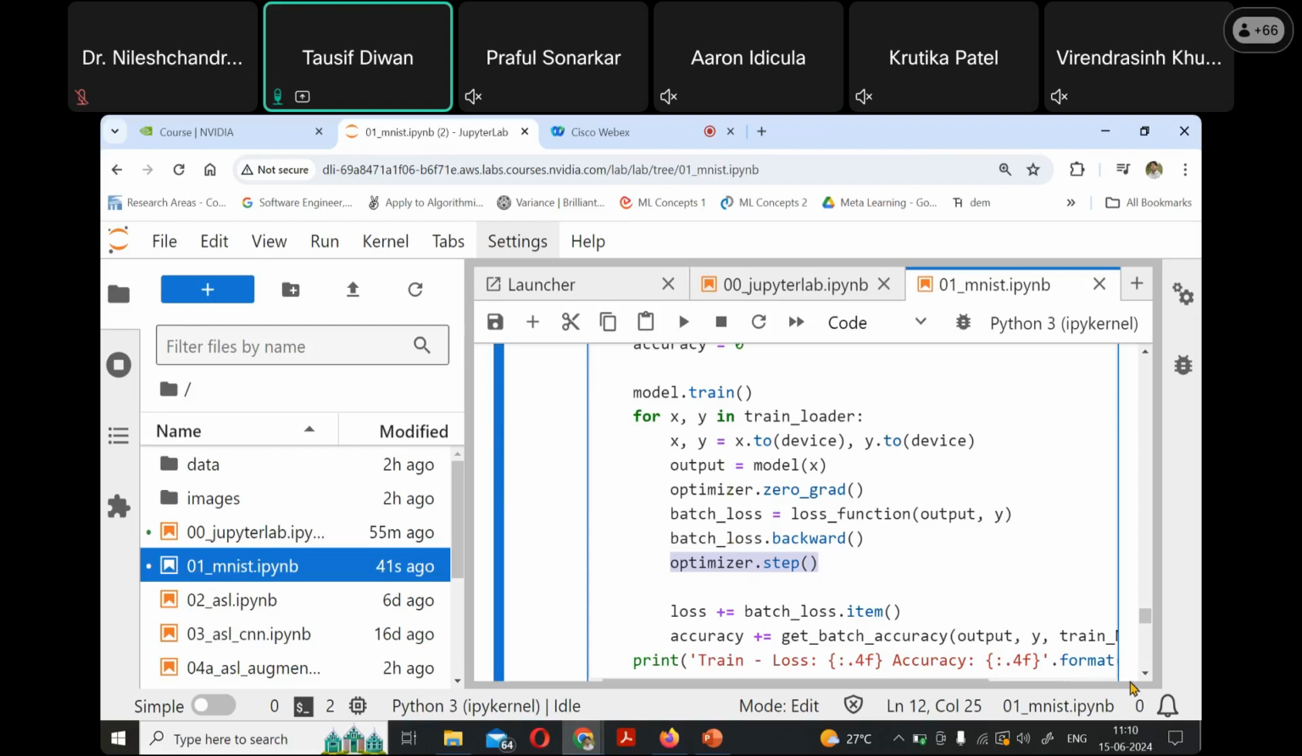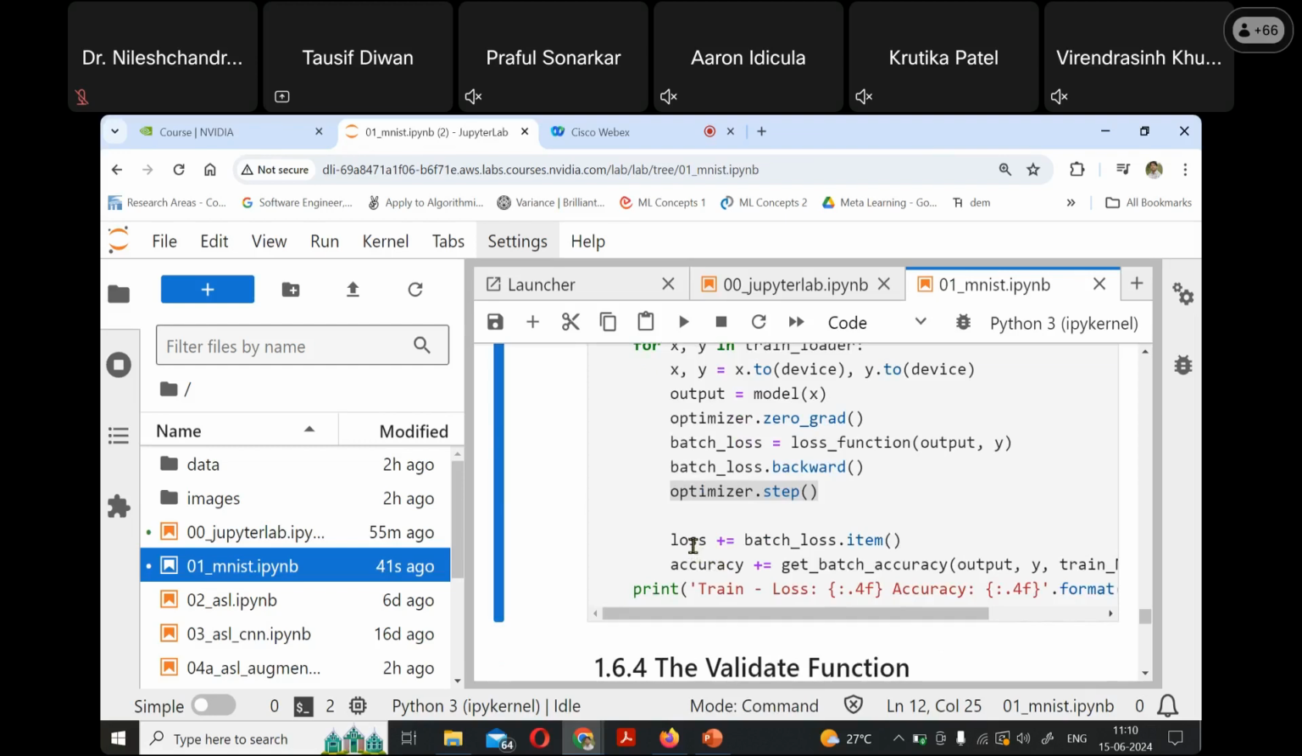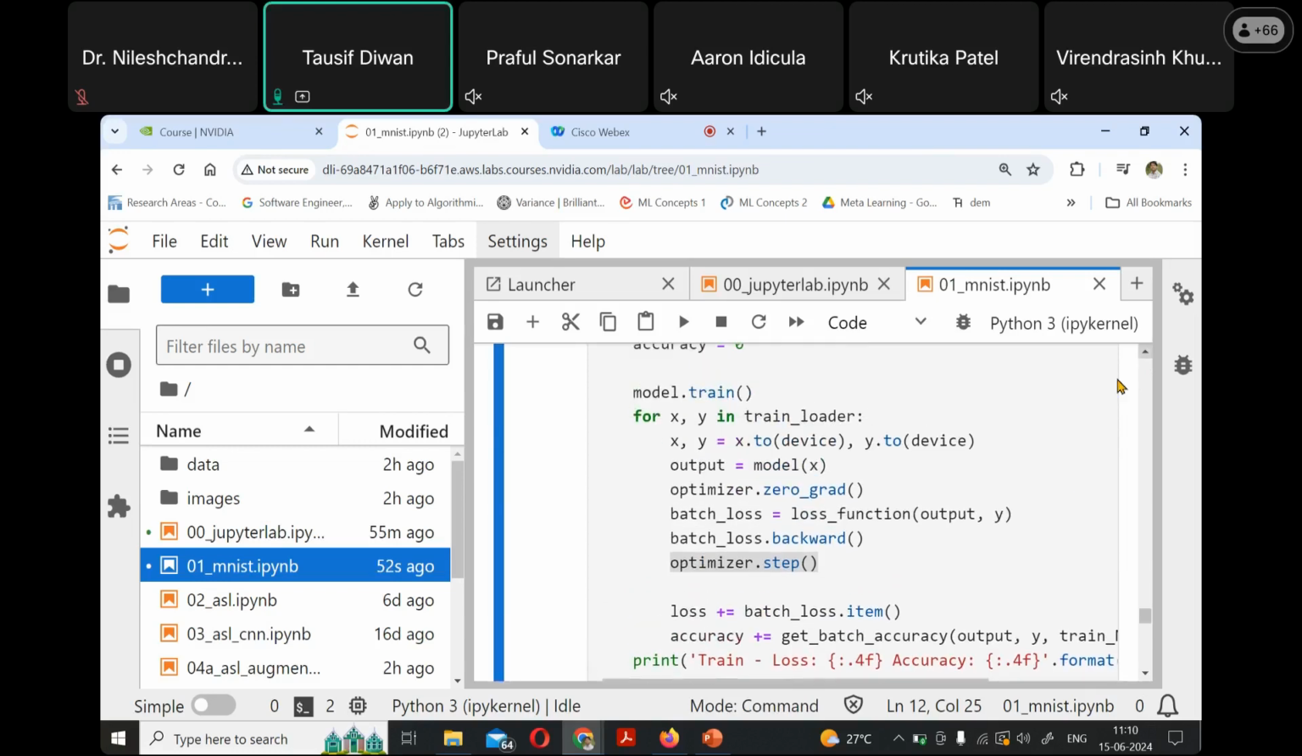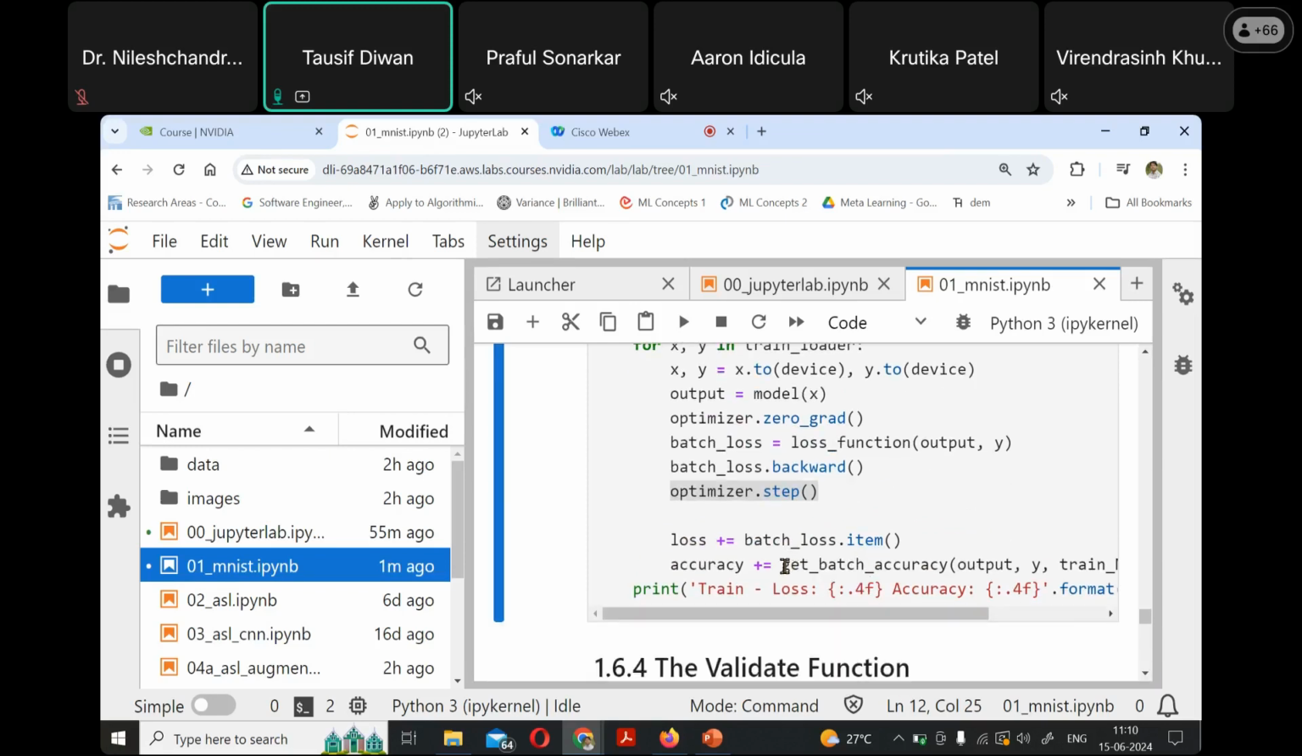After doing these 4 things, we need to set loss equal to loss plus the batch loss of this particular batch. Every time the first batch comes, its loss is accumulated in this. Then the second batch comes, and the loss of the second batch is accumulated in this. Similarly, loss and accuracy are getting accumulated over here. And see, for accuracy, we are calling the function get batch accuracy. Accuracy is equal to accuracy plus get batch accuracy.